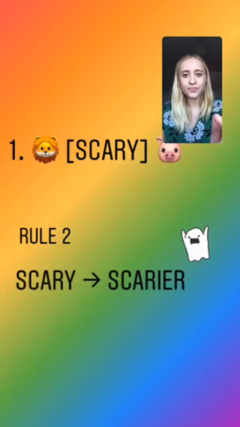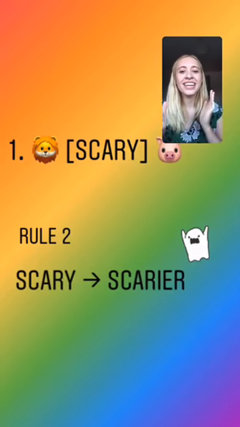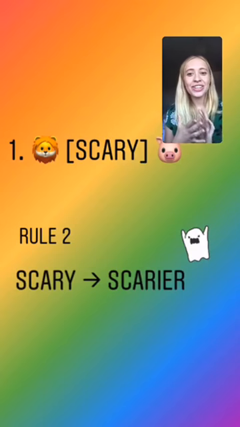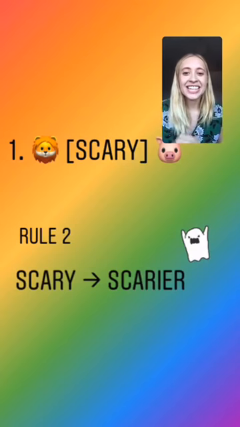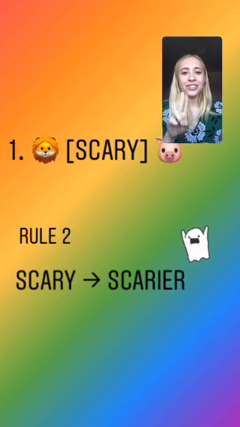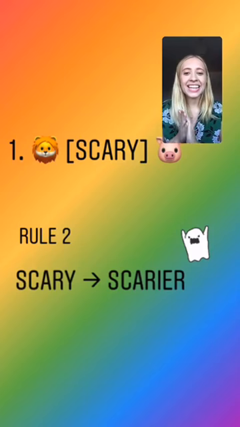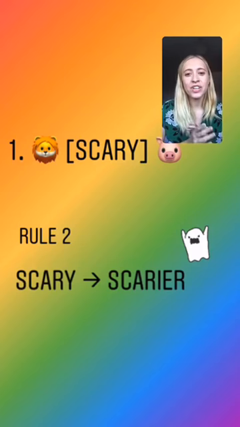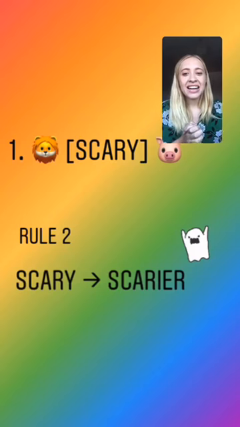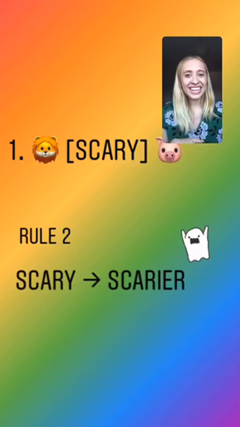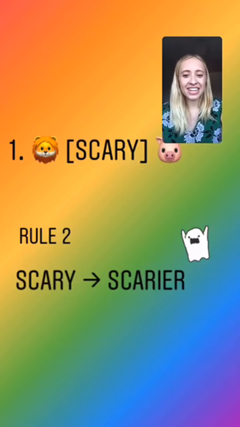Let's have a look at the answers then, as we've got lots of people who are getting them correct. So number 1, if you put scarier, you are correct. Okay, scary has a Y, so this is rule 2. We're removing the Y and adding IER. So your sentence is lions are scarier than pigs. Well done if you got that one correct.